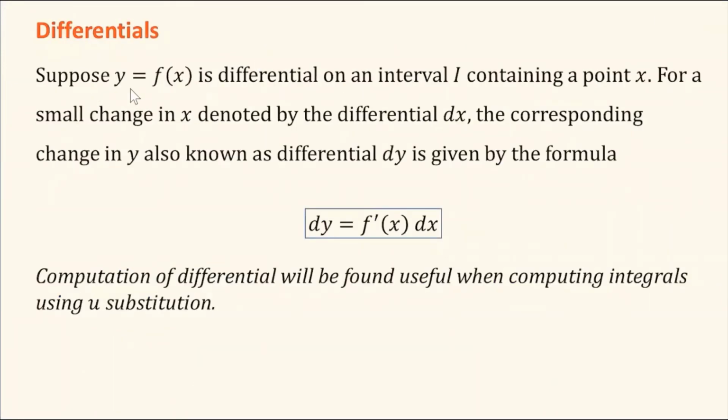Differential. Suppose you have a function y equal to f of x that is differentiable on the interval containing x, or differentiable around the point x. For a small change in x, denoted by delta x, which we also read as dx for the differential, the corresponding change in y, also known as the differential y, written as dy, is connected by this formula: differential y is equal to the derivative of the function at x multiplied with differential x.